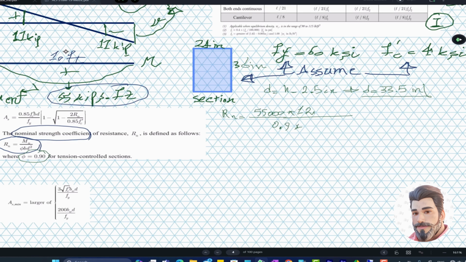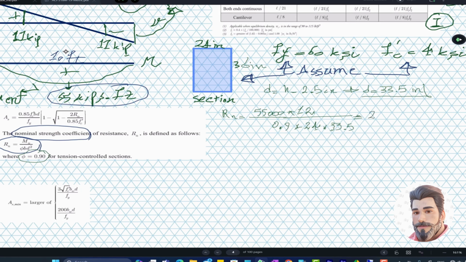We assume that the dimensions of our section are equal to 24 by 36 inches, and the yield stress of steel is equal to 60 kips per square inch, or 60 kilopounds per square inch, and the strength of concrete is 4 kilopounds per square inch.